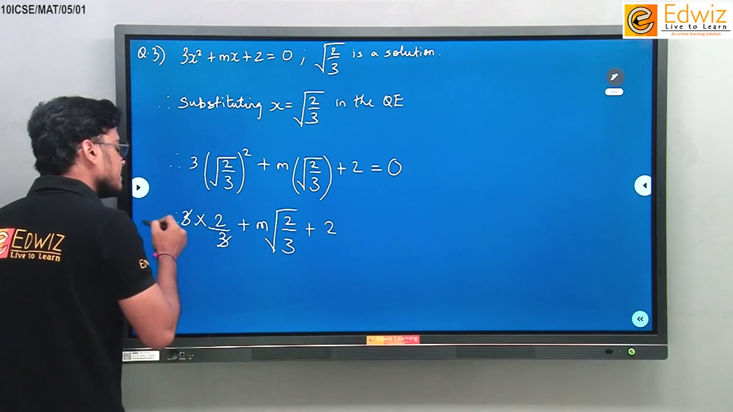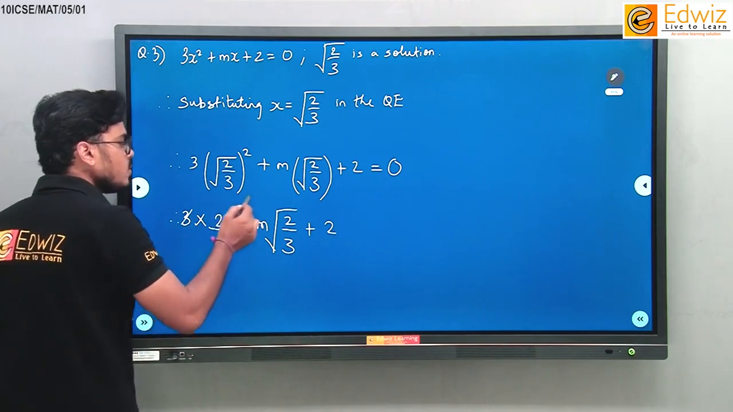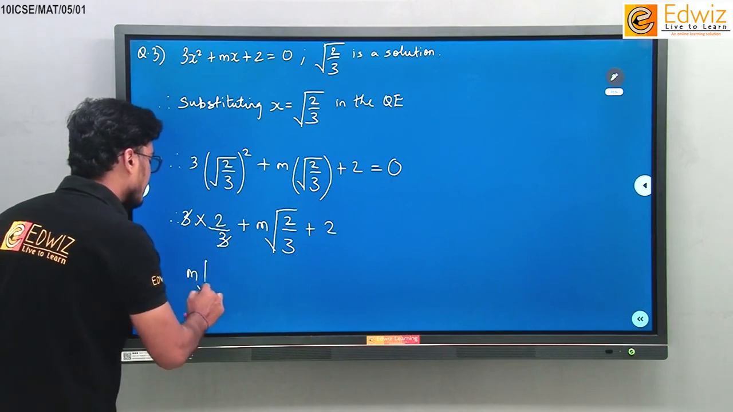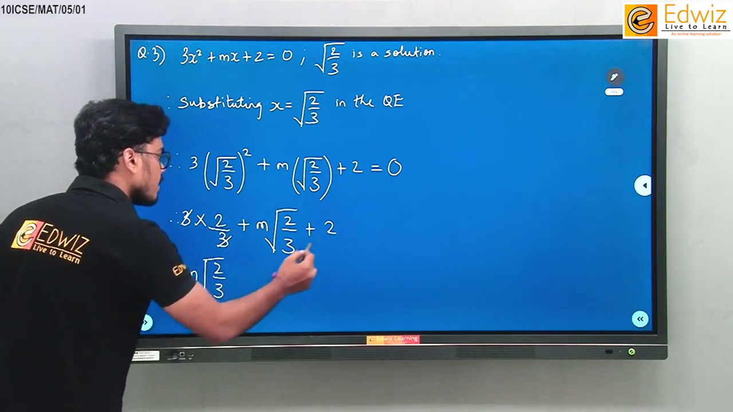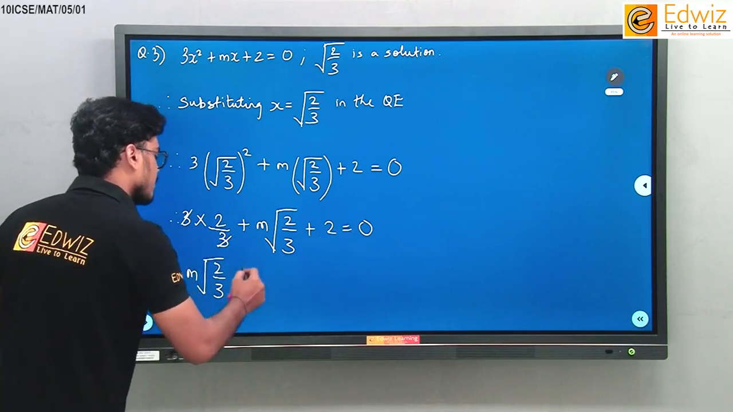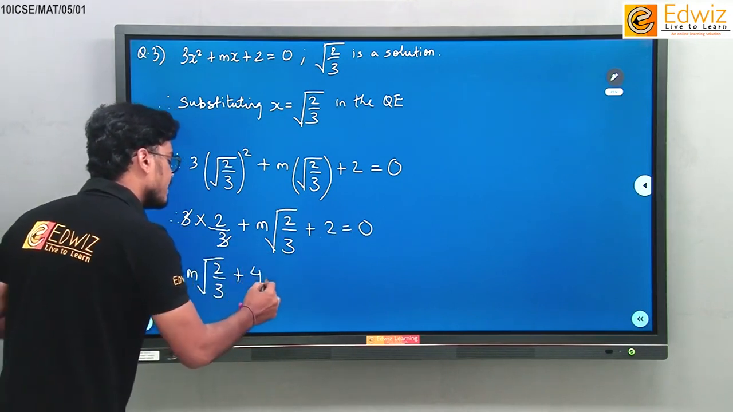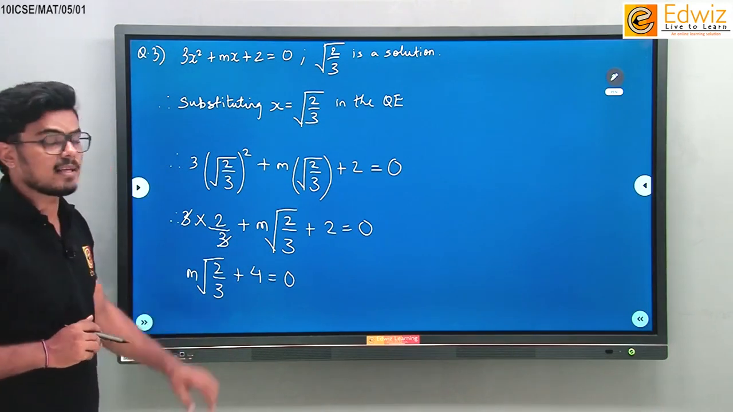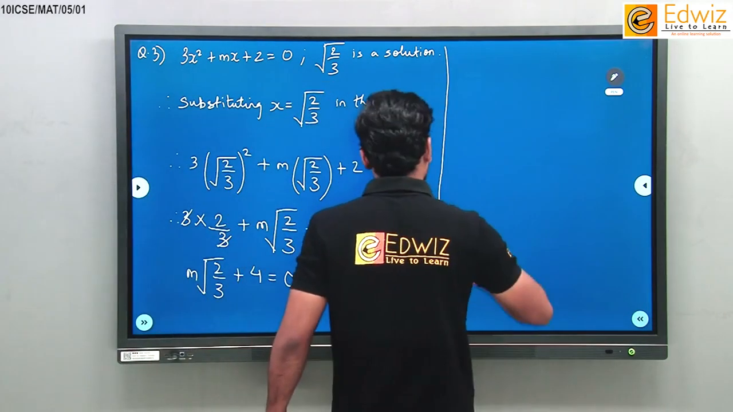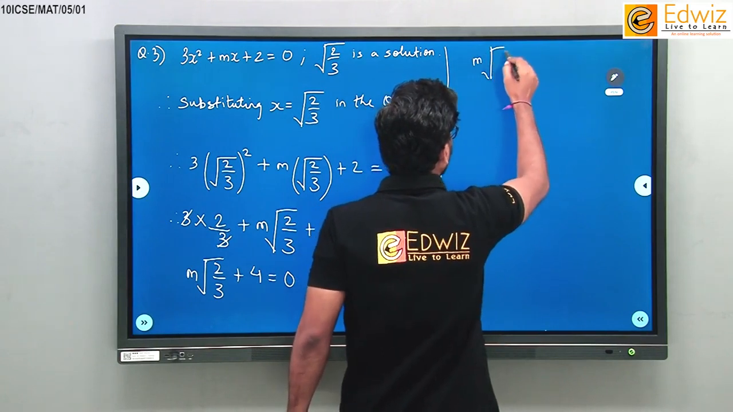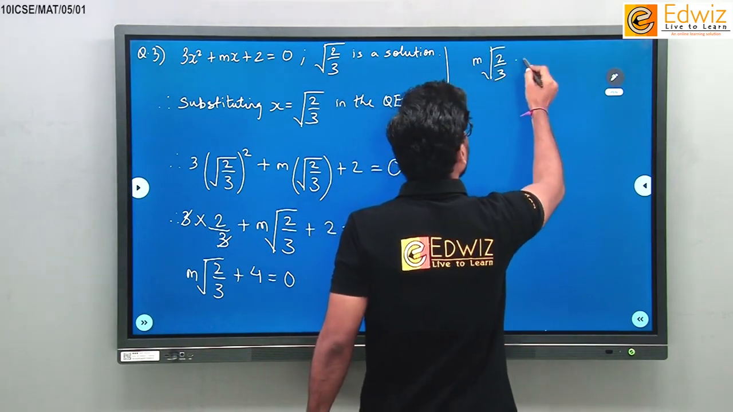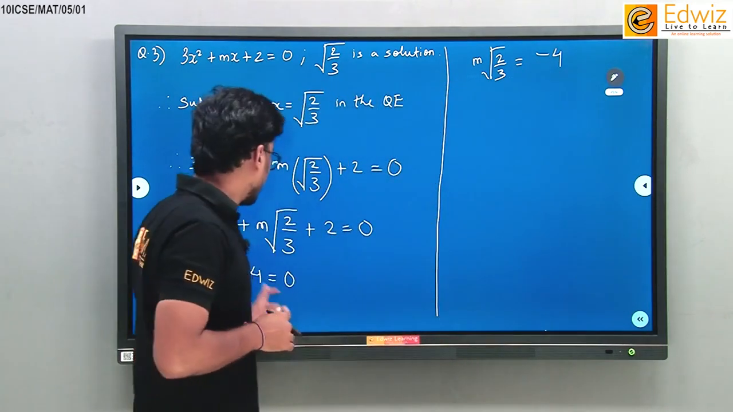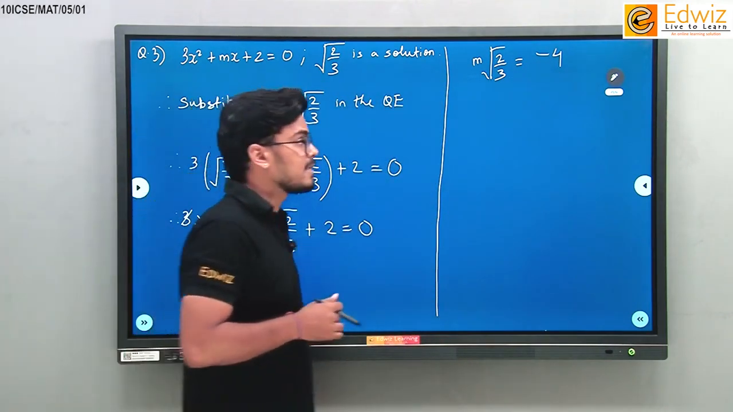Here you can see 3 and 3 is getting cancelled. This 2 and this 2, they will get added. So you are getting m multiplied by root 2 upon 3 plus 2 plus 2 is 4 equal to 0. We need the value of m, so we will send everything else on the other side. So m root 2 upon 3 will be equal to minus 4, correct? Since plus 4 on the other side will become minus 4.